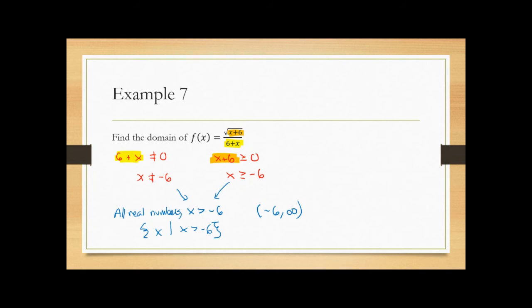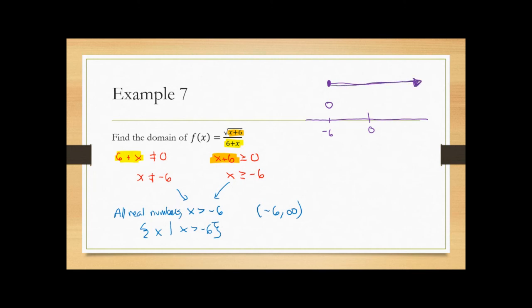Now, if you're having trouble thinking about how I knew that it was greater than negative 6, we can think of this as a number line. So I'm going to use this line here as my number line and put 0, and I'm going to put negative 6 here. So I know that I cannot be equal to negative 6, so I'm going to just put a circle, and I'm going to put this above here. And then I know that I need to be greater than or equal to negative 6, which would be a closed circle, and then everything to the right.